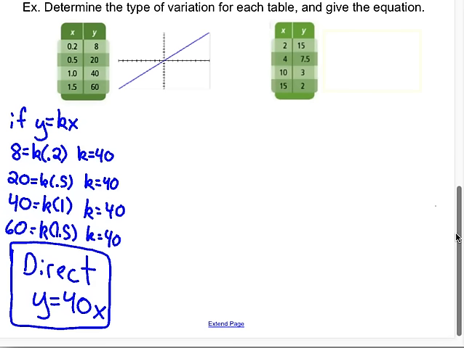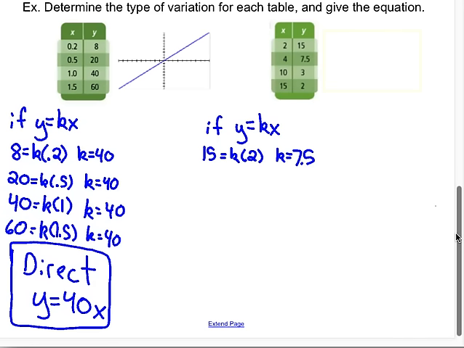So if it's direct, then y is going to equal k times x. So we're going to plug in values to see if it fits that model. Are we getting a consistent k value for each pair? Well, let's plug in y. So 15 and k times 2. So if I solve for k is going to be 7.5.